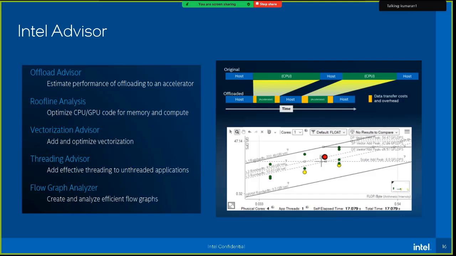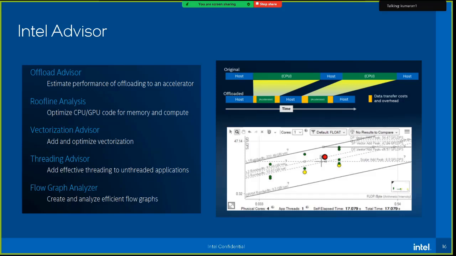At the same time, it also takes into account the data transfer cost. The moment we start using any other device, it takes time to transfer your data from the host onto the device, right? So it takes care of the data transfer cost also. And effectively, it will tell you how much time you can save if you start using hardware accelerators.